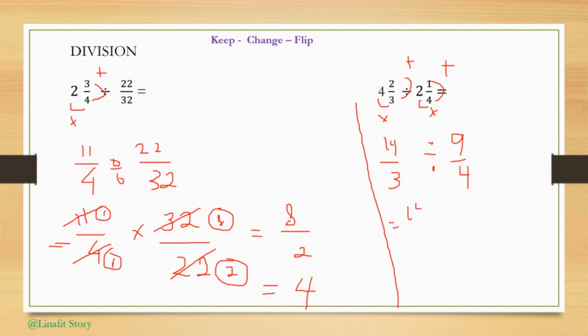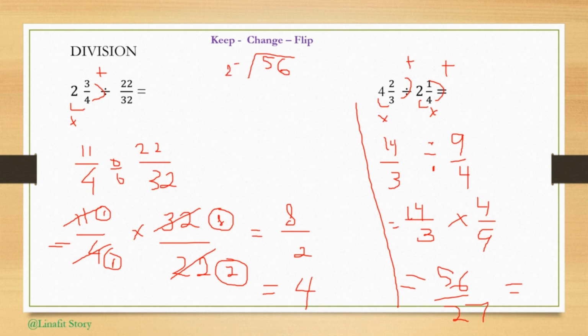So keep, change, flip. 14 times 4 equals to 56. 3 times 9 equals to 27. Don't forget, you must convert it into a mixed number. So 56 divided by 27 equals to 2. 2 times 27 equals to 54, remainder 2. So the answer would be 2, 2 out of 27.